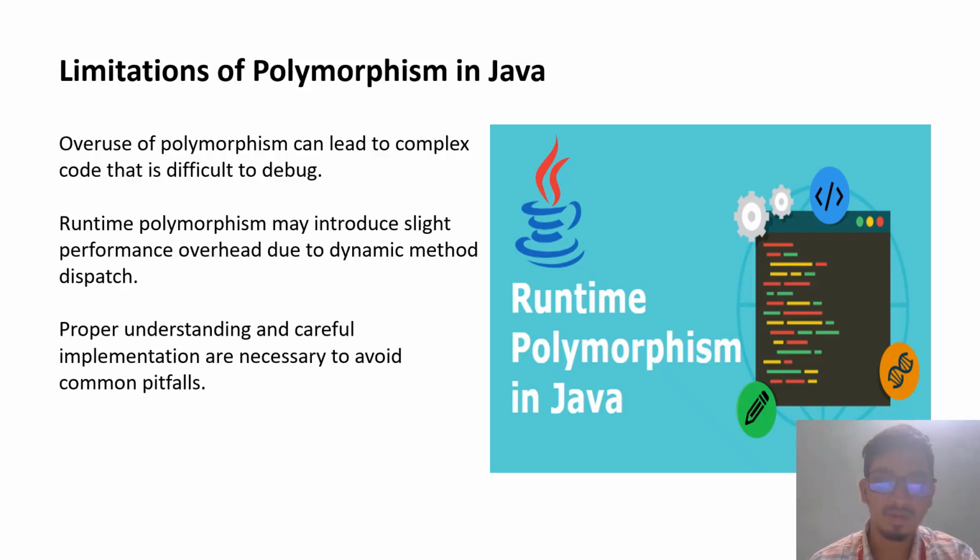Limitations of polymorphism in Java. Overuse of polymorphism can lead to complex code that's difficult to debug. Runtime polymorphism may introduce slight performance overhead due to dynamic method dispatch. Proper understanding and careful implementation are necessary to avoid common pitfalls.